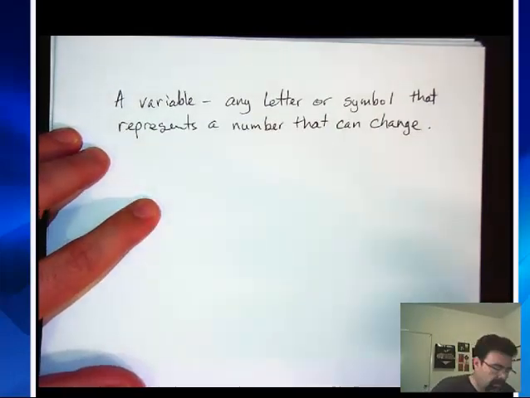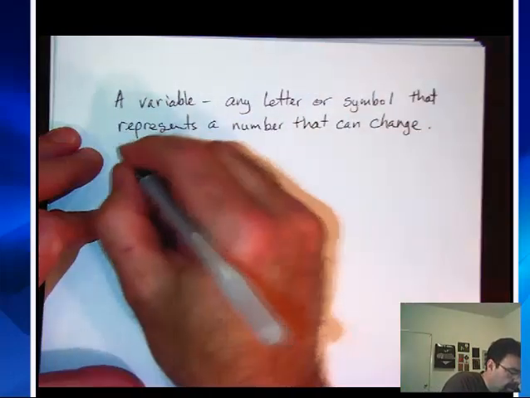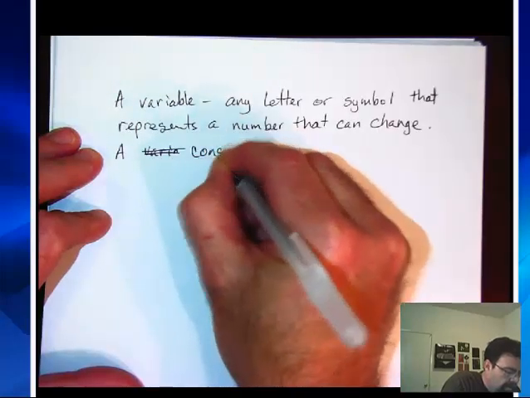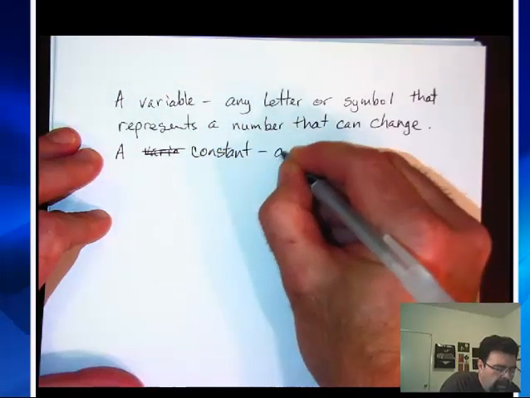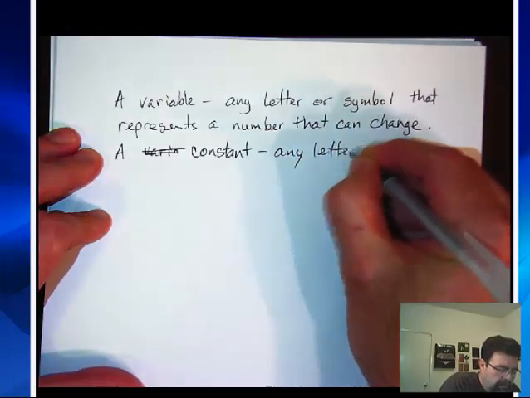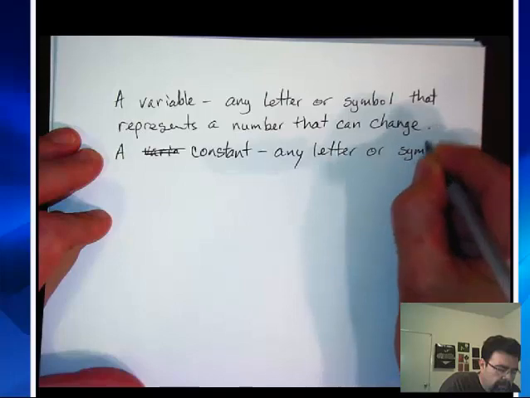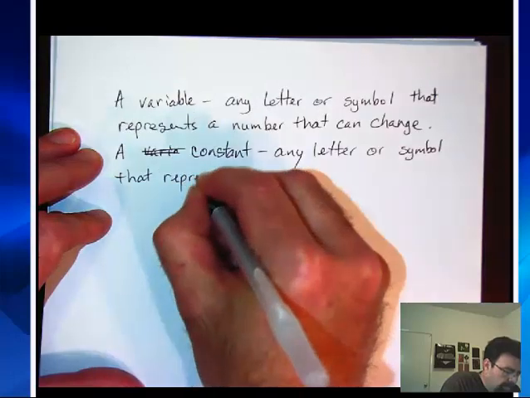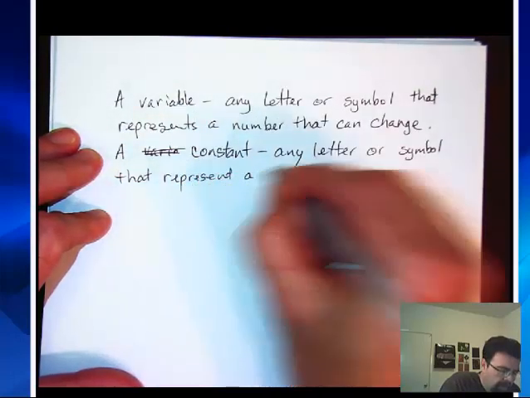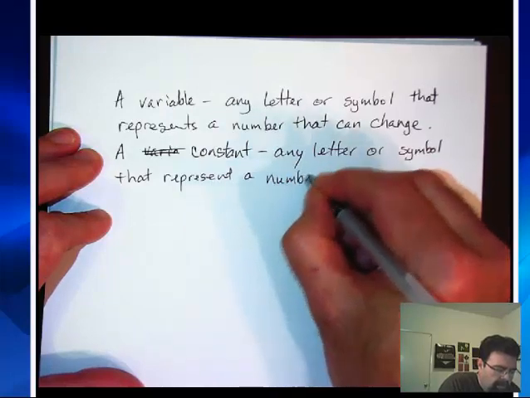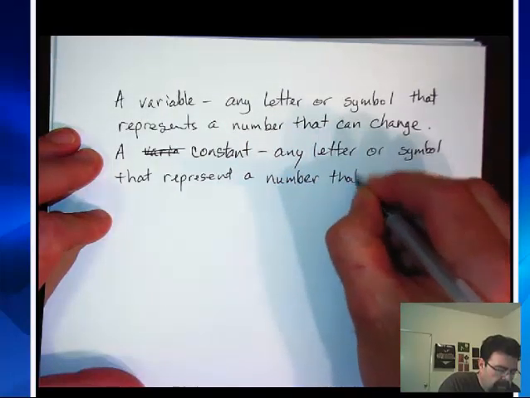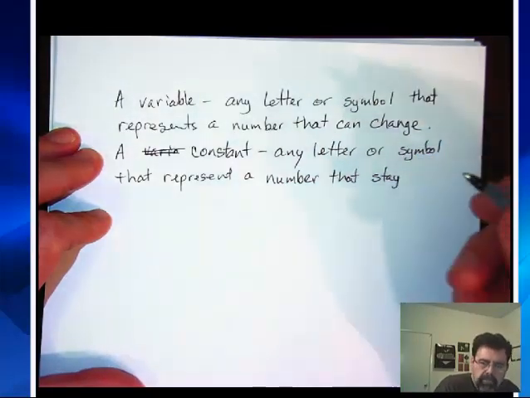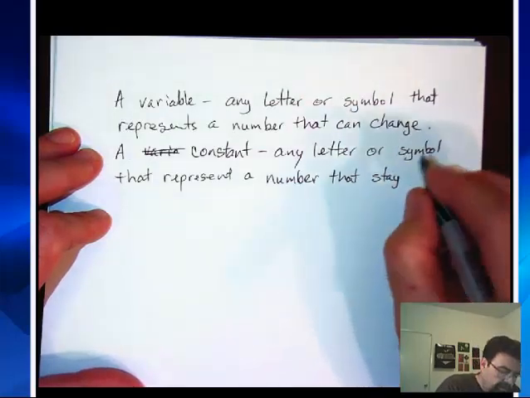Okay, now sometimes we use letters or symbols to represent something that doesn't change. We call that a constant. So any letter or symbol that represents a number that stays the same. We'd say a fixed number or constant.